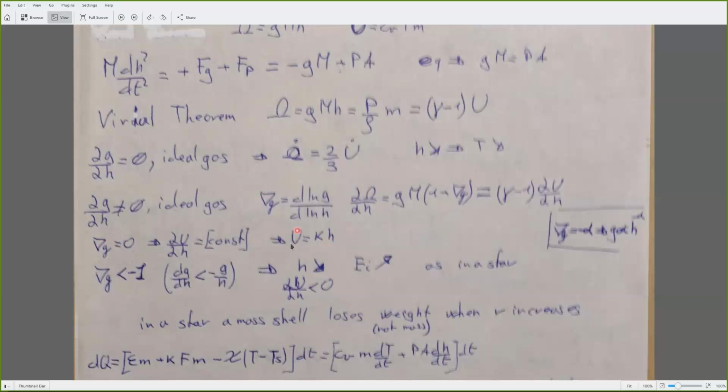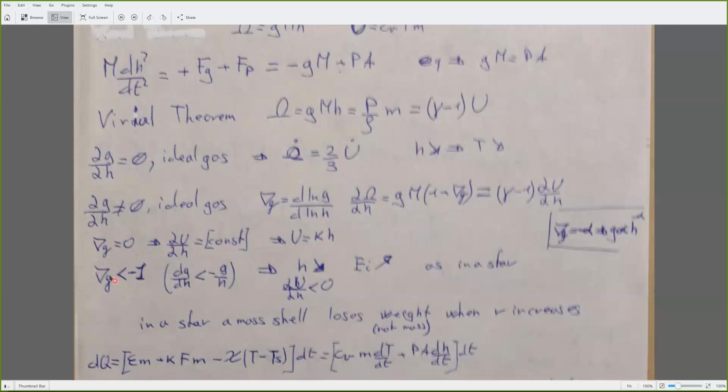As before, the internal energy is proportional, with a positive proportionality constant, to the height. So to decrease the internal energy, we have to decrease the height. It's here, obviously, but it's consistent.